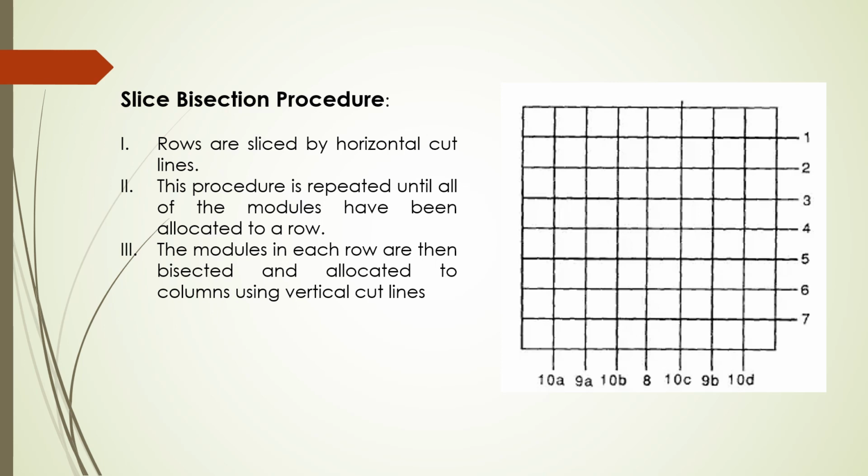This is another method, the slice bisection procedure, in which again rows are sliced by horizontal cut lines. First of all, we have all the row slicing, and when the rows are done, we go for vertical cut lines 8, 9, 10.